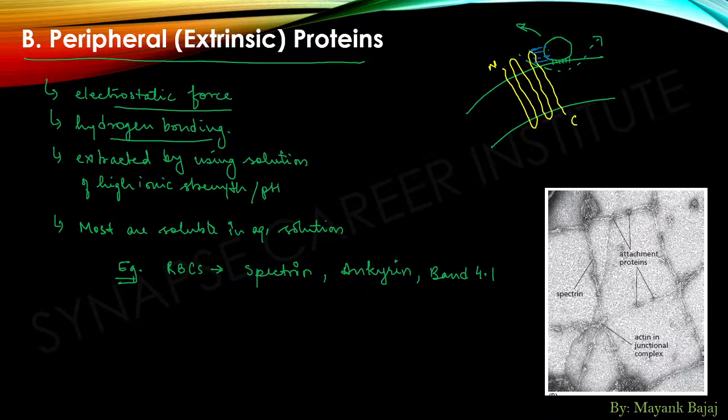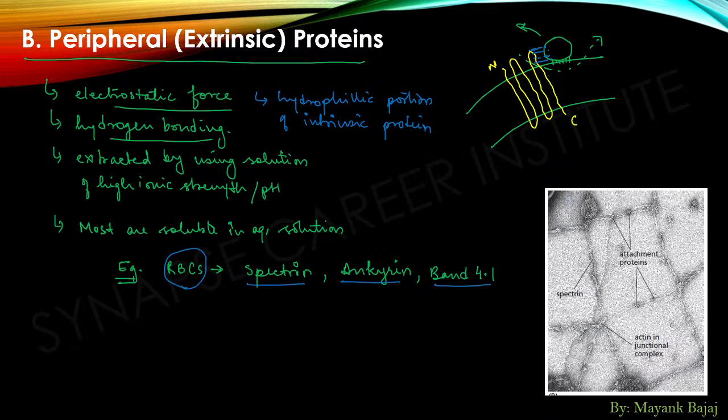So the peripheral proteins are interacting in three ways. They are interacting using electrostatic force, hydrogen bonding, as well as the hydrophilic portion of the intrinsic protein. These are the three kinds of interactions they can show. The examples I told you are spectrin, ankyrin and band 4.1. These are all the proteins which are present on the membrane of the RBCs, right?